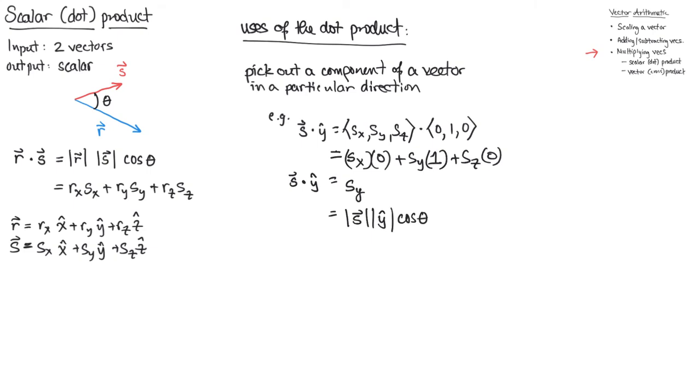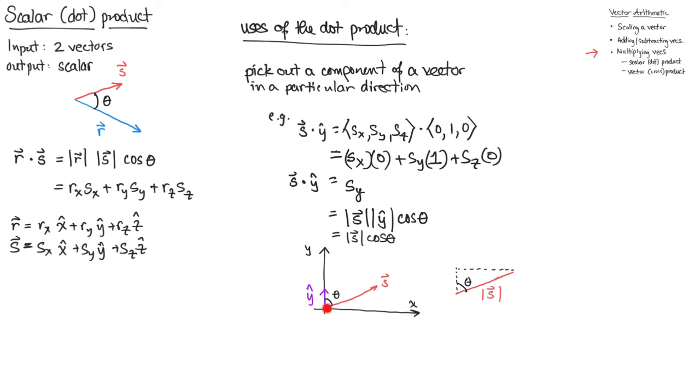Why is that the y component of the vector s? Well, let's take a look. If I draw my s vector here in a coordinate system, and I draw my y unit vector, and I'm taking the dot product of s with the y unit vector, I get mag s times mag y times the cosine of the angle between them. The magnitude of y is simply 1, because it's a unit vector, has unit length. And so what we see then is magnitude of s times the cosine of theta.